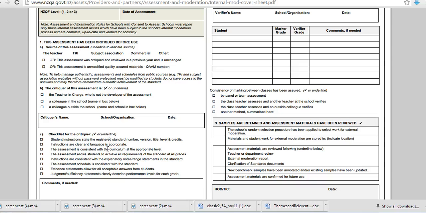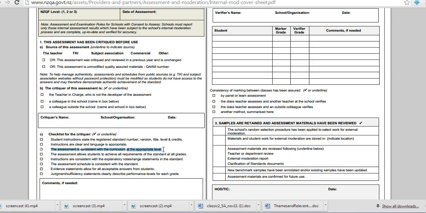There are things that the critiquer needs to look at. Some of these are things that we've looked at as we've been modifying. One of the things that's really important is that the instructions and the language are clear and appropriate. And that's really important to think about. If I were a student sitting here, would I understand what was needed? They need to be consistent with the curriculum at the appropriate level.